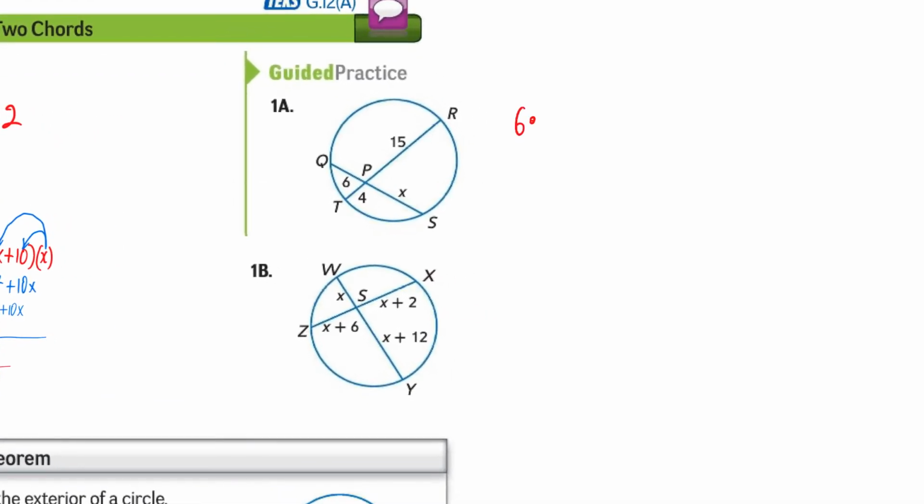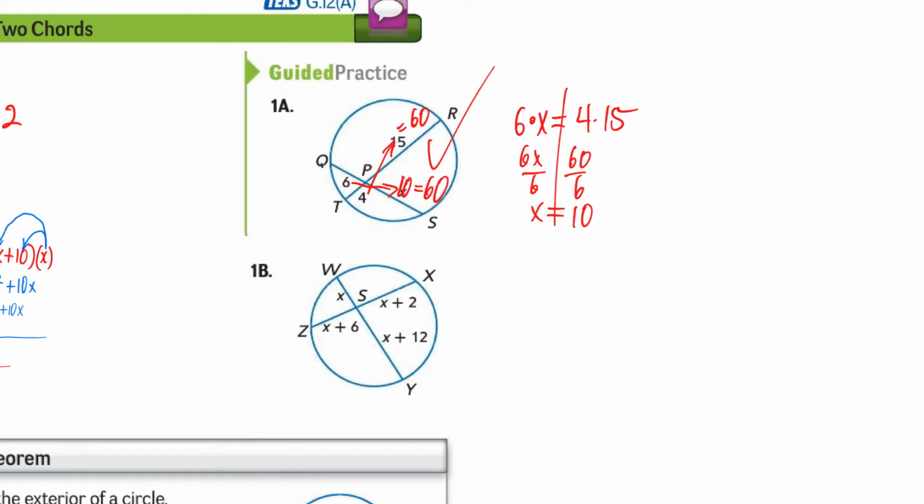So on this first one, 6 times x equals 4 times 15. So 6x equals 60, which means x equals 10. So 4 times 15 is what? 60. And 6 times 10 is what? 60. So that's good.